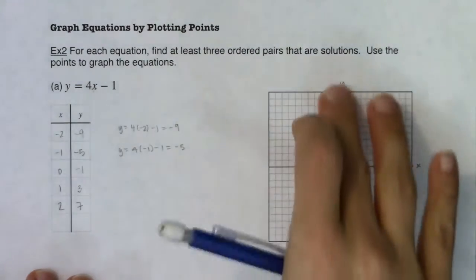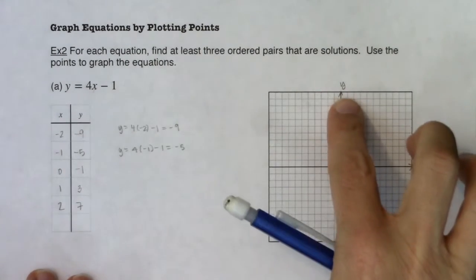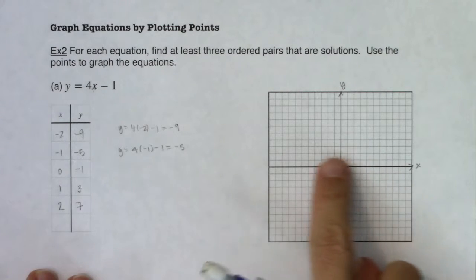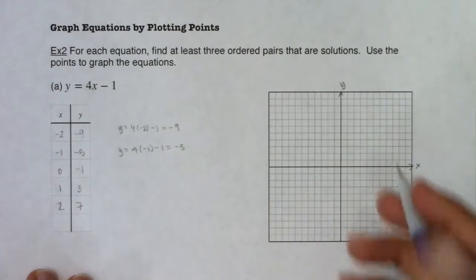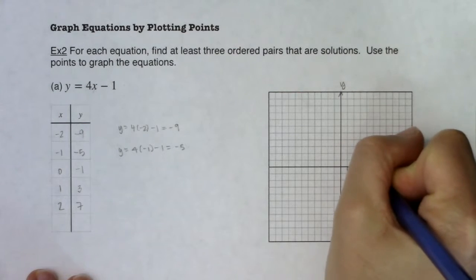So I actually need a little bit of room on my y-axis, right? Got to go from a y of negative 9 up to a y of 7. And I don't have to do that much in the x direction, just negative 2 to 2. So I'm going to go by 1 unit. So I'll make each of these 1 unit.